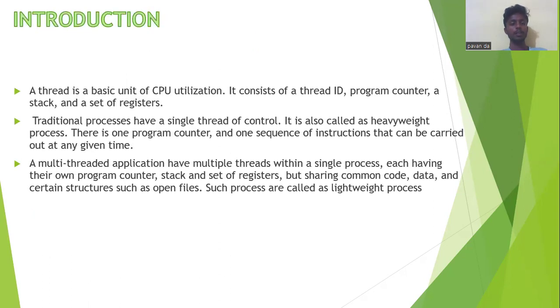First of all, introduction. Let us discuss some of the topics about introduction. A thread is a basic unit of CPU utilization. It consists of a thread ID, a program counter, a stack, and a set of registers. Traditional processes have a single thread of control. It is also called a heavyweight process. There is one program counter and one sequence of instructions that can be carried out at any given time.